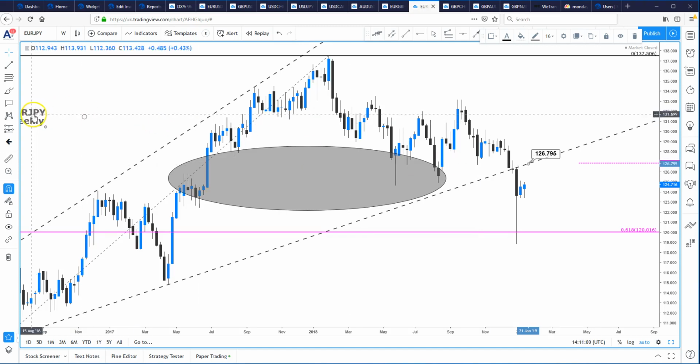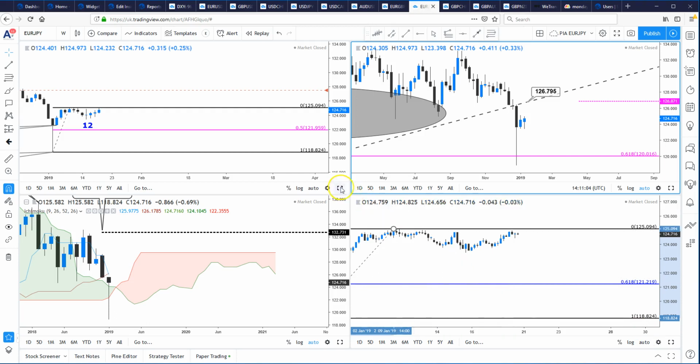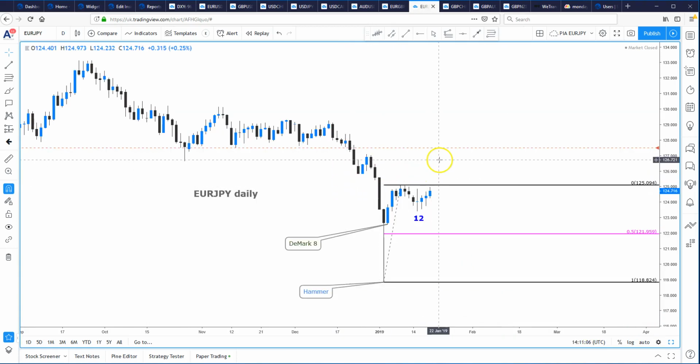It now becomes resistance. If we go to the daily chart, I believe that we could see a stronger correction to the downside here. We've posted the DeMark 12, but the DeMark 13 has to be below the DeMark 8, which is here. So I'm expecting, or looking, if we do move lower, to initiate longs around 122, the figure.